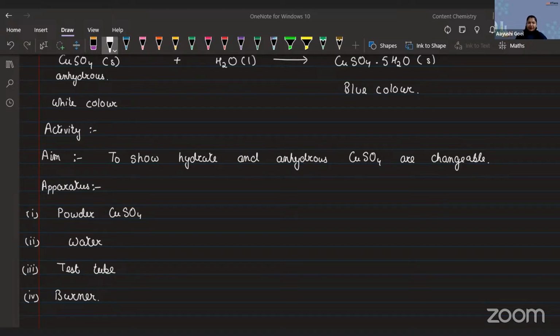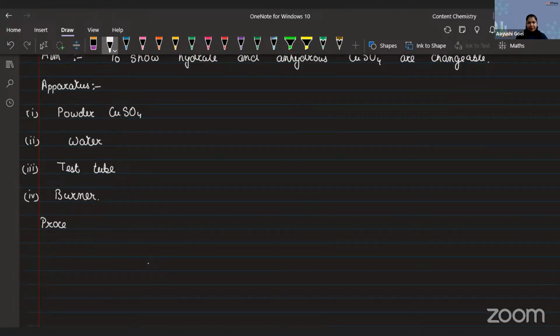Okay. Then the next portion, what do we have is procedure. So we'll write the procedures. So what will be the procedure? Procedure, I'll take few copper sulfate and put it in the test tube, heat it, evaporate all the water, it will turn white, and then add few drops of water, it will again turn blue. So this is a paragraph I can write. But instead of writing in a paragraph, now write in the word forms or in the simple bullet points, or you can write in the points forms. So how do I do it?